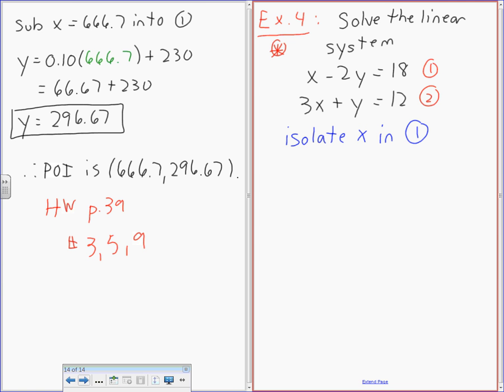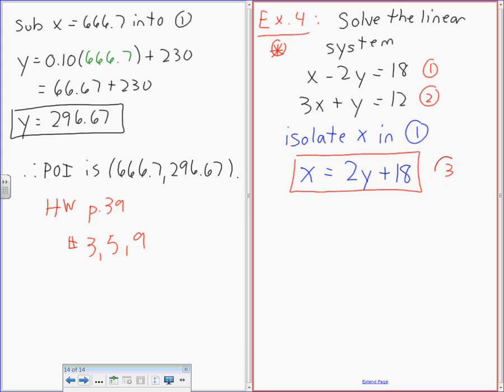If I have x minus 2y equals 18, how do you get x by itself? What do you need to get rid of? If I just want it to be x equals, what do I need to get rid of? Yeah, the negative 2y. What's the opposite of negative 2y? Positive. Very good. So I'm going to make a new equation and call it x equals positive 2y plus 18. I'm going to call that number 3.